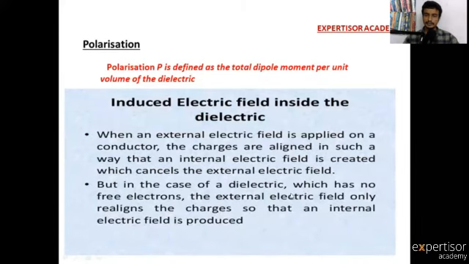But in the case of a dielectric, which has no free electrons, the external electric field only realigns the charges so that an internal electric field is produced. In conductors, the external electric field is cancelled by the internal electric field. In dielectrics, an internal electric field is created by the external electric field. So that is the induced electric field inside the dielectrics.